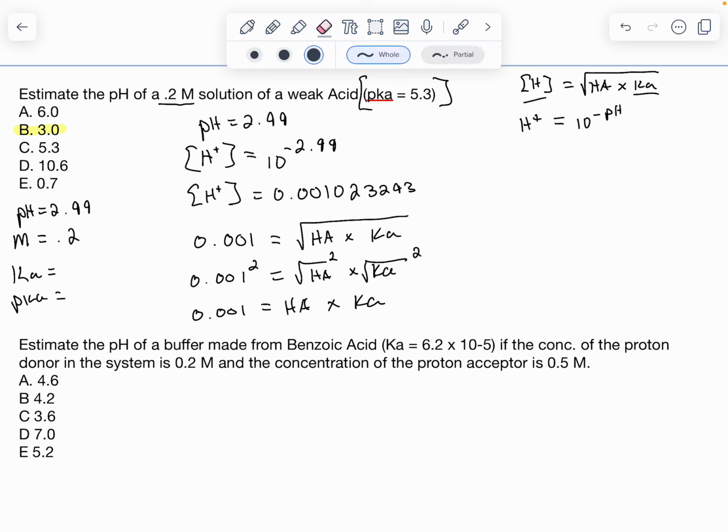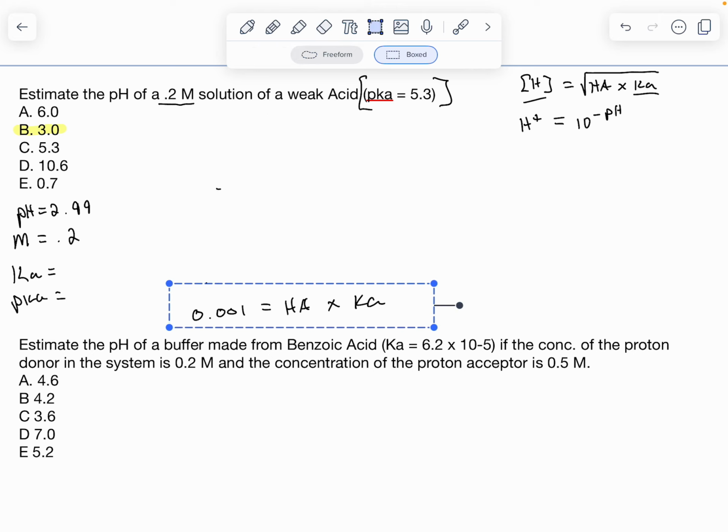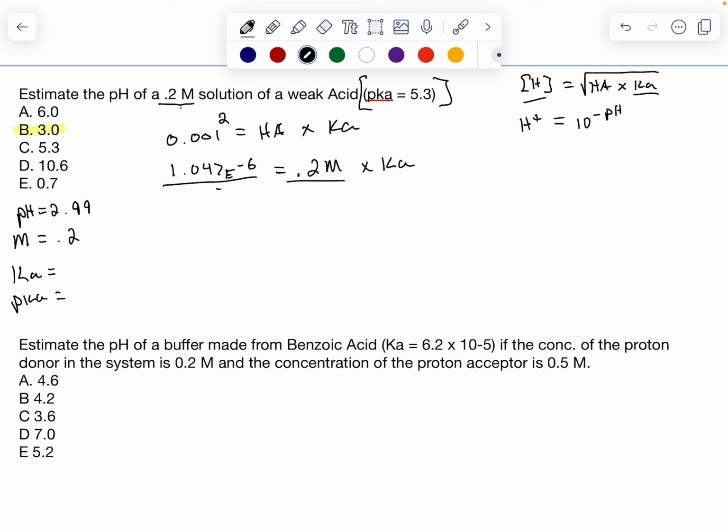And then I'm just going to erase all this previous work up here, and shift this guy up here. Sweet. So we have this equation sitting at us right here. If we square our hydrogen concentration, we're going to get a value of 1.047 e to the negative 6. That is equal to, and this HA variable is just going to be filled in with that 0.2 molar concentration right there, times Ka. So we're going to divide by 0.2 and divide by 0.2 over here as well.